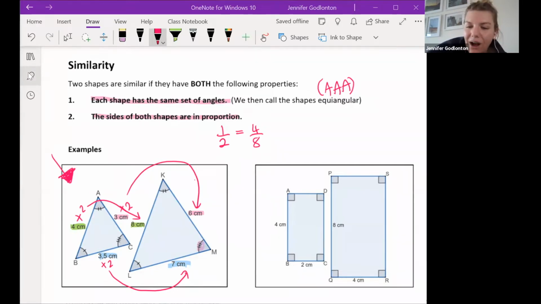Okay, so on the right-hand side, we're just looking at some rectangles over here. Sorry, I didn't mean to ask to unmute you there again. On the rectangles, it's the exact same situation. Our angles are all exactly the same because they're all 90 degrees. And then our sides have been multiplied by 2. And so our sides are in proportion. And so these shapes would be similar to each other.